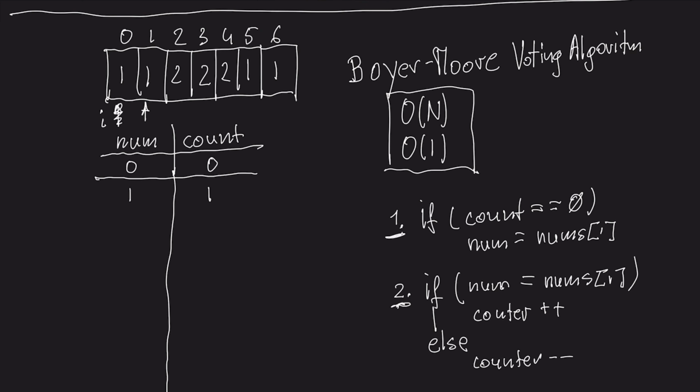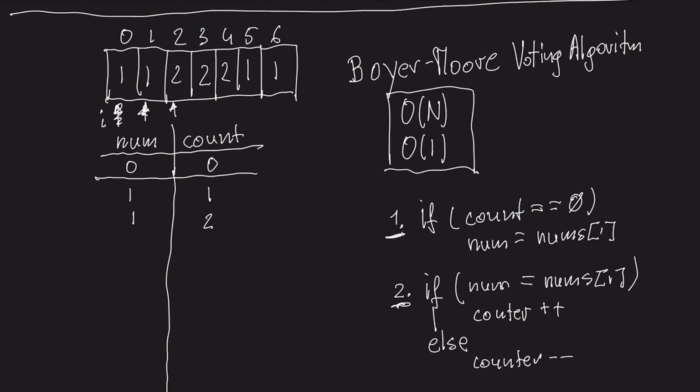Next element is again 1. So we will do the two steps again. Is count equal to 0? No, it is not. Is num equal to the current element? Yes, it is. So we will increment the counter. Counter will become 2, but the num will remain unchanged. It's still 1. We will move to the next element.